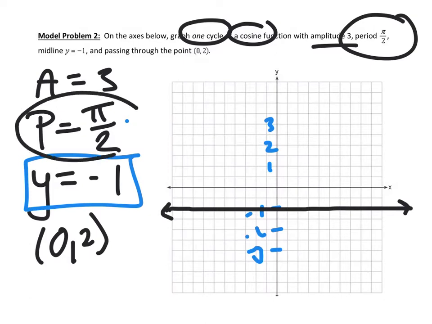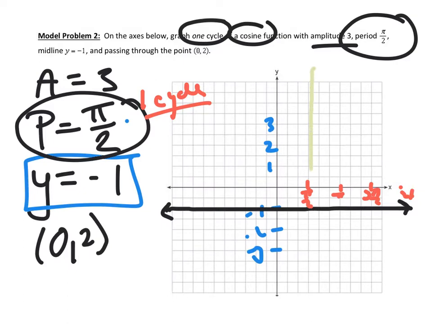My period is pi over 2, which means I have to see one cycle when I get to pi over 2. So let's put our tick marks on. Here's pi over 2, pi, 3 pi over 2, 2 pi. My first cycle ends at pi over 2, so I'm going to get my light yellow out and draw in that vertical line to remind myself this is where the cycle has to end. I have to see this first whole cycle between 0 and pi over 2.